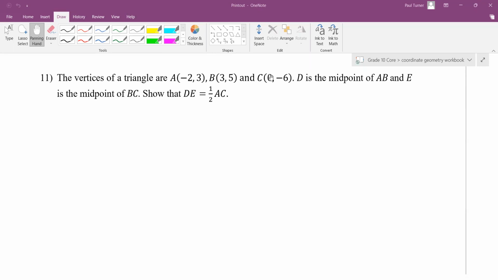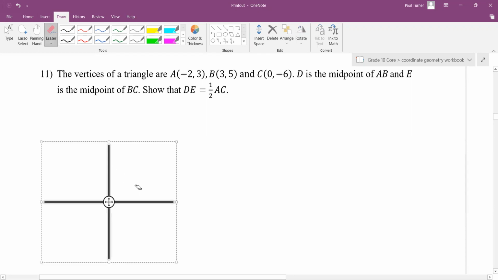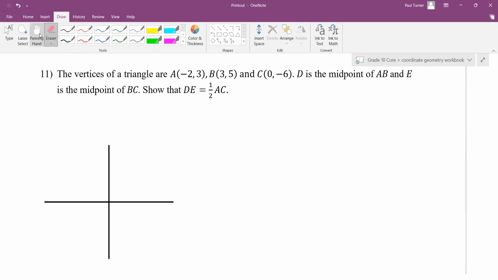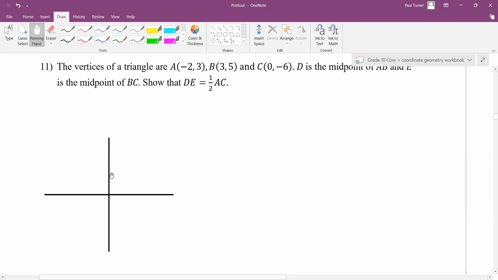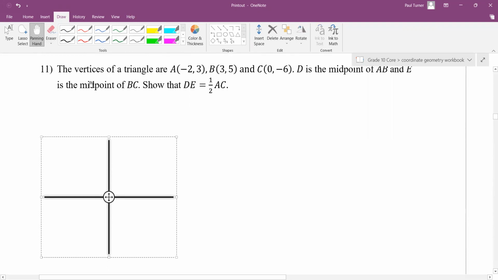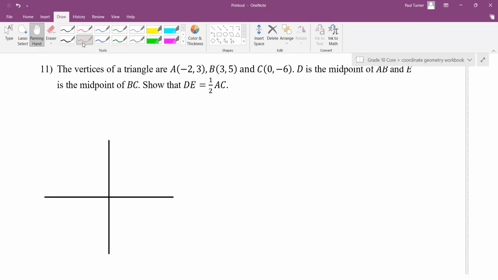So we'll go to question 11, and we've got a triangle. A good idea is to draw this one out. We've got, say, 10 minutes, so let's sketch this one out. Let's make it with the axes here. You can draw them yourself.